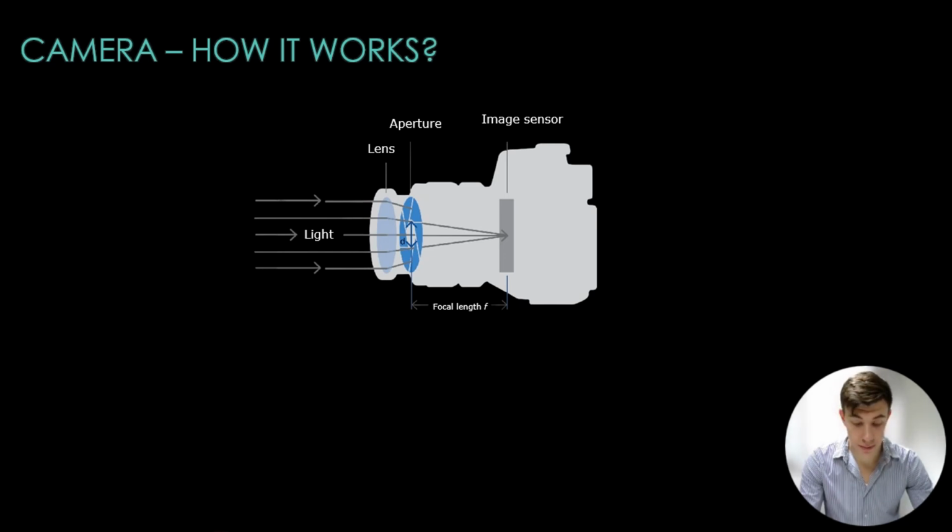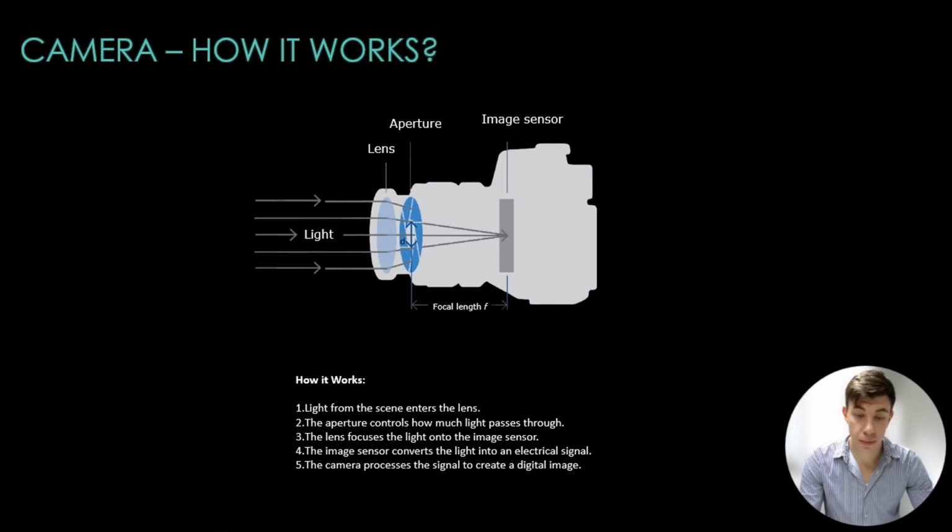So how does it work? Light from the scene enters the lens. Then the aperture controls how much light passes through the system. The lens focuses the light onto the image sensor, and the image sensor converts the light into an electrical signal. The camera processes the signal to create a digital image.